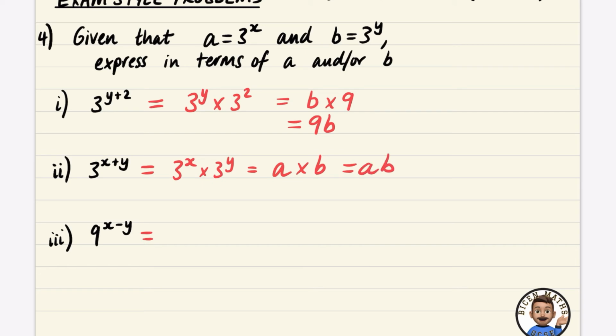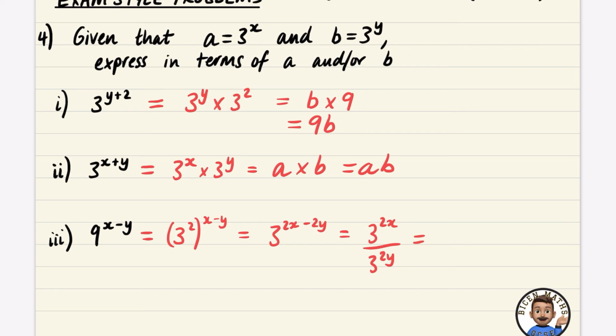Now this one is a little bit more tricky because of the fact this has a base of 9 and this has a base of 3. So I'm going to replace the 9 with a 3 squared, and that's all to the power of x minus y. So thinking carefully here, these are going to multiply, not just these two, but the whole thing will multiply by 2. So it's 3 to the power of 2x minus 2y. Well, let's think about this as a different kind of calculation. This is going to be 3 to the power of 2x divided by 3 to the power of 2y, because remember, when you're dividing, it becomes a subtract. So we're doing a lot of index laws in reverse.